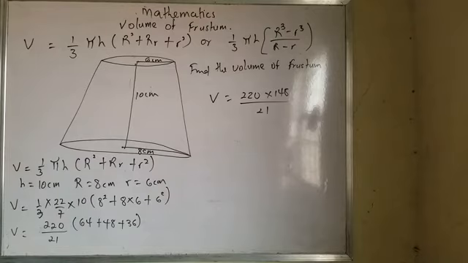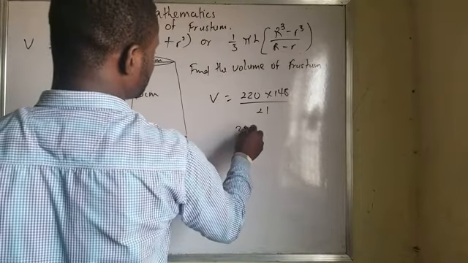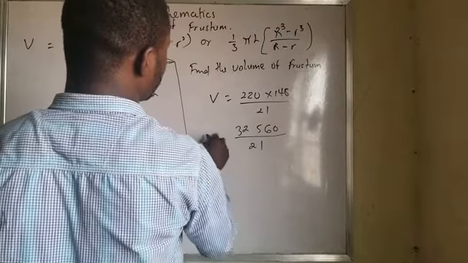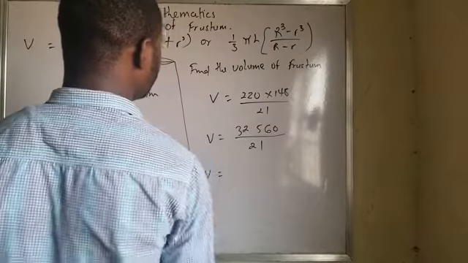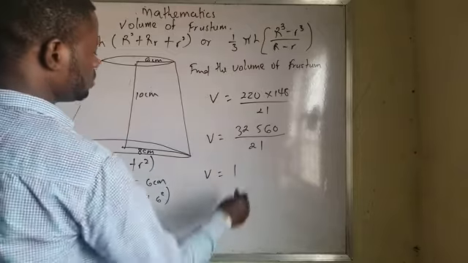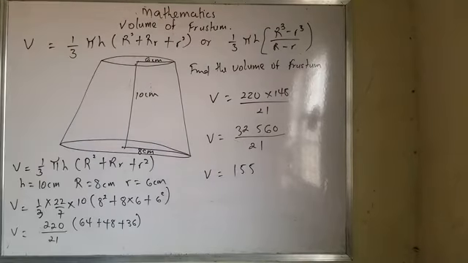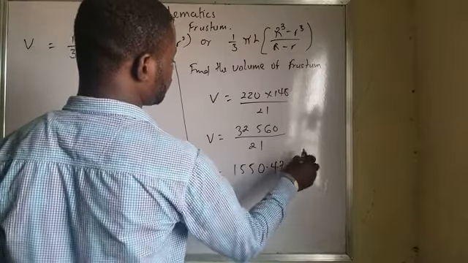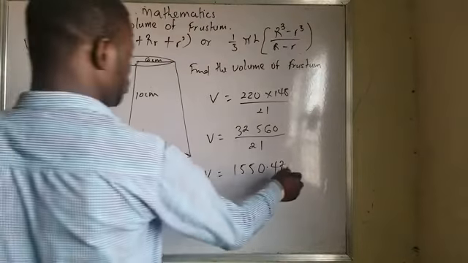By so doing that, can I multiply these two numbers together? It will be 32,560 divided by 21. This is my volume. My volume will be equal to, if I divide, 155.0 point something, 0.747 centimeter cube.